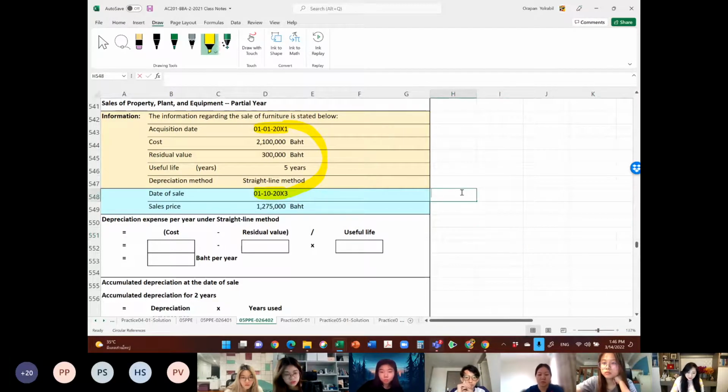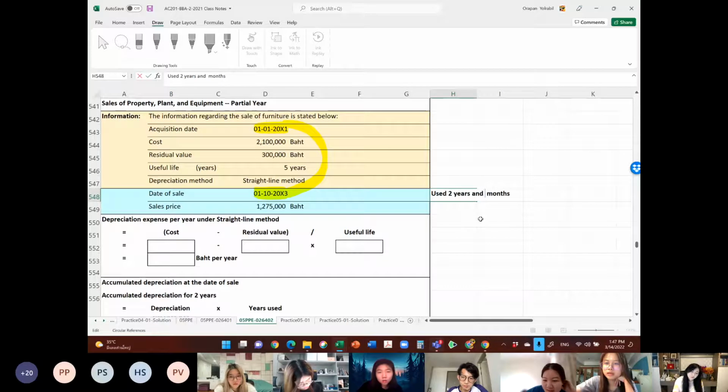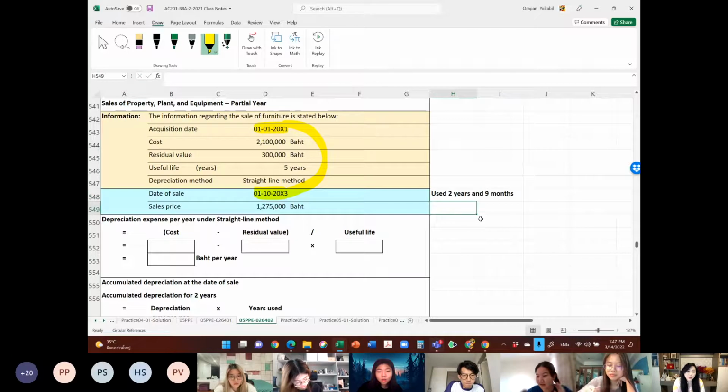Now the company has been using the asset for how many years? 3. 2 years and 10 months. One more time. How many years and how many months? 2 years and 9 months, right? The company has been using the asset for 2 years and 9 months already. And then after that, the company has sold the furniture to some others. 2 years and 9 months.